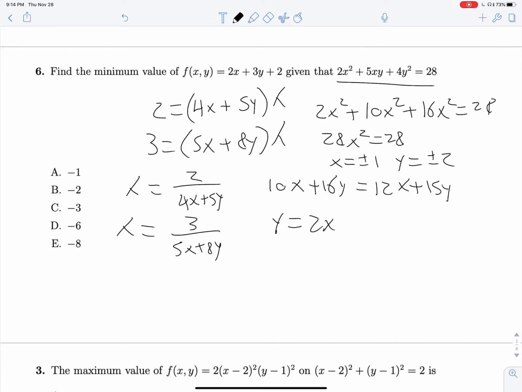And that's great because we know that this thing up here, if we just take a look at it, it's going to be minimized when both of these are negative. So let's see, negative 2 minus 6 plus 2 is just going to give us negative 6.